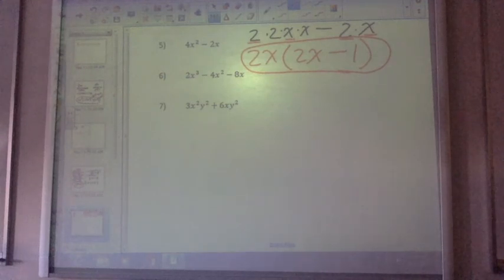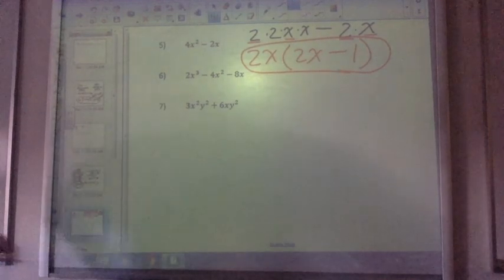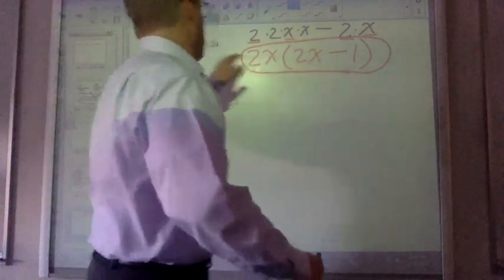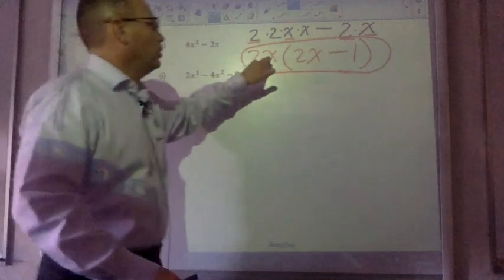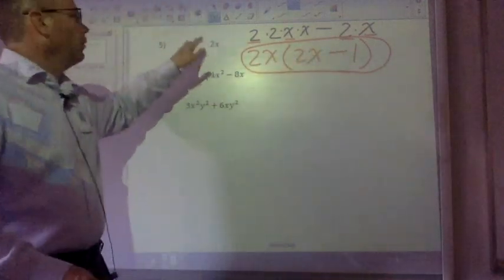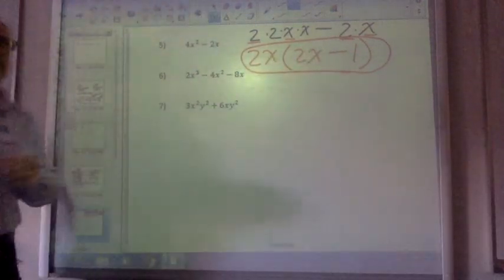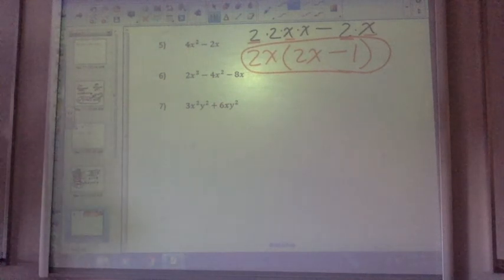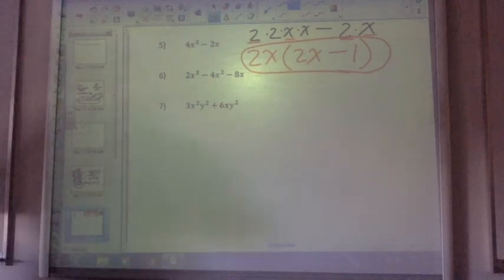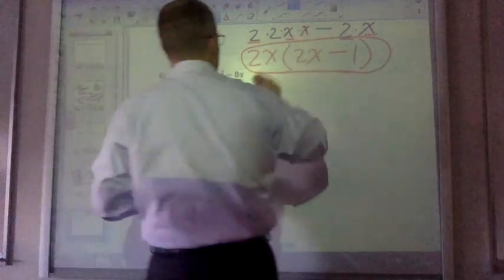Okay, so let's think about this. Could we logically make that 2 times x times 2 times x is 4x squared, and 2 times x times negative 1 is negative 2x? Does that make sense? So we're undoing the property. So let's take a look at this next one.